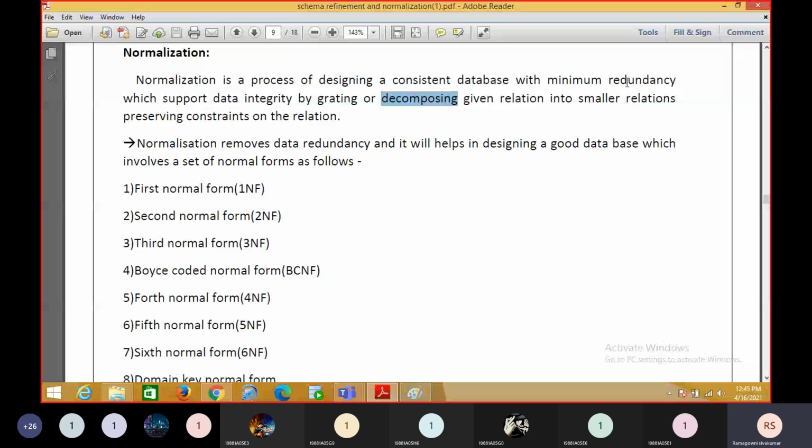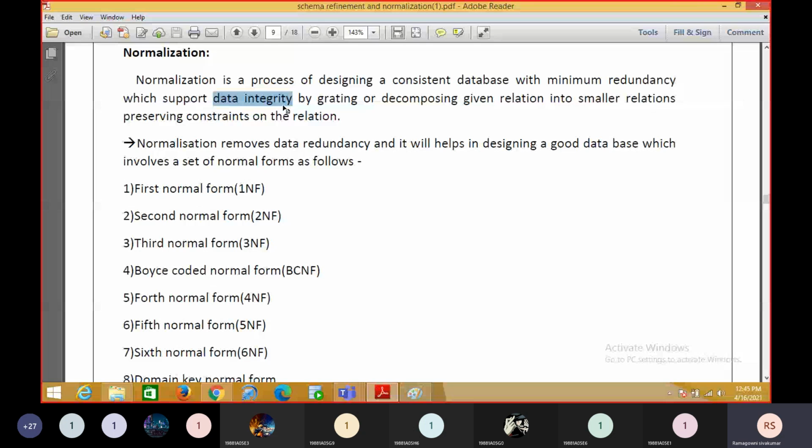So how are we decomposing? One table we are making into small tables, multiple tables. Decomposition is dividing a given relation into smaller relations, preserving consistency and preserving constraints on the relations. This removes data redundancy and helps in designing a good database, which is a set of normal forms.